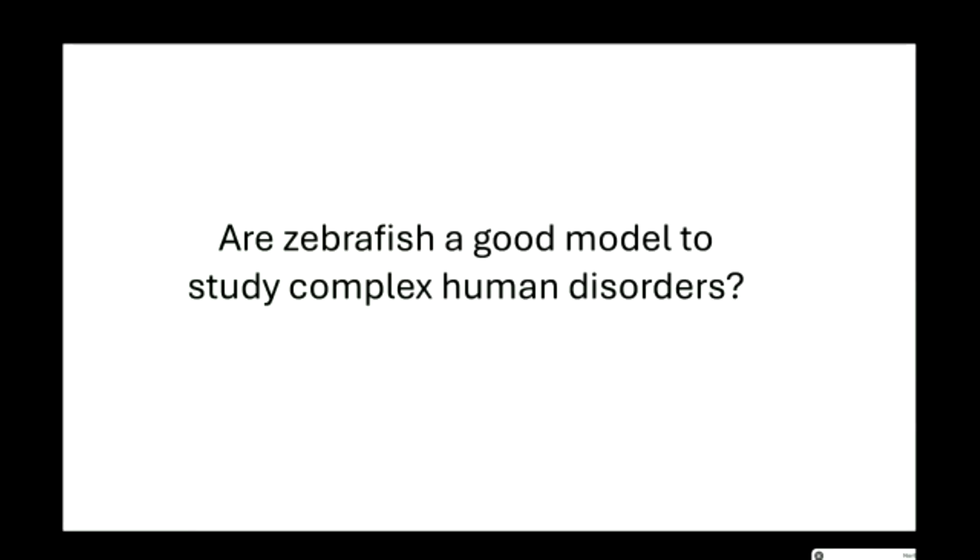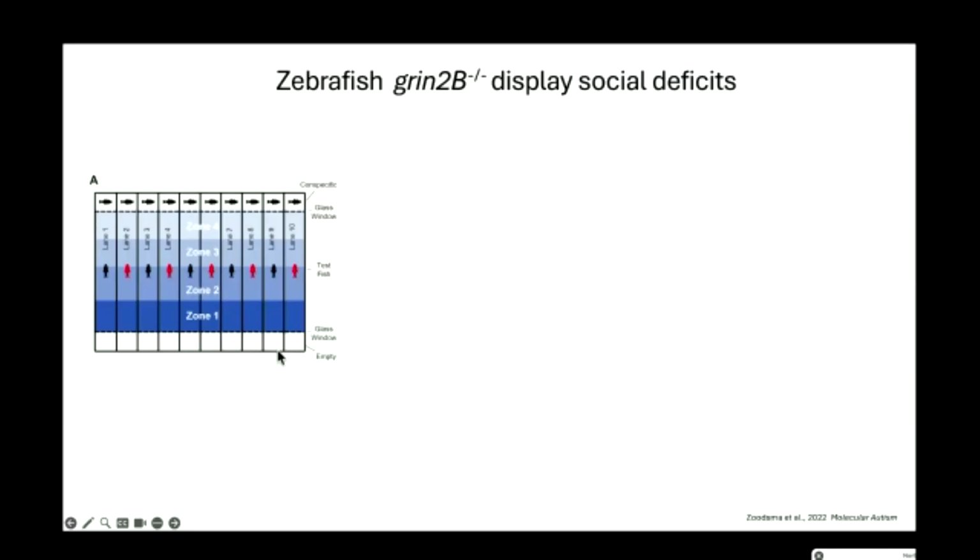So one obvious question is, are zebrafish really good if we're interested in complex behaviors? Obviously, their brains are smaller. They're not as complex as ours. So I just want to take you through one example from our work. We've generated very strong loss of function models of GRIN2B. So this is more of a complete knockout. And we wanted to ask about the behavior of these animals.